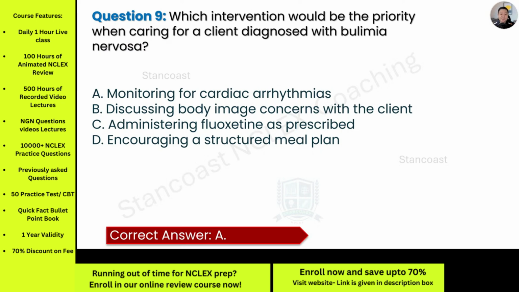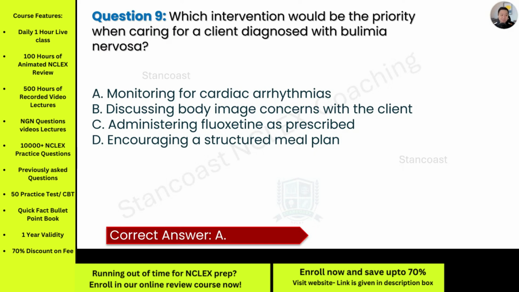We have to stabilize the client physically, address the electrolyte imbalances, and also monitor for the cardiac arrhythmias. Now, letter C, another incorrect option here. Fluoxetine is a commonly prescribed medication for bulimia nervosa. It can help reduce binging and purging behaviors, but this is not the immediate priority in the acute setting. So before you address psychological aspects with medications, you have to address first life-threatening physical complications such as cardiac dysrhythmias.